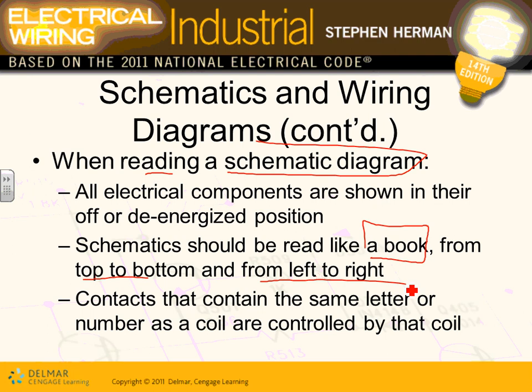So anyway, we go left to right and top to bottom when you read the schematics. If the contacts have the same letters as the coil, then they're driven by that coil. When I started doing control, guys, I got so confused when I was young. Why does this coil have M on it, and this contact has M on it? If they have the same letter, they're driven by the same coil. One of them is driving the other.